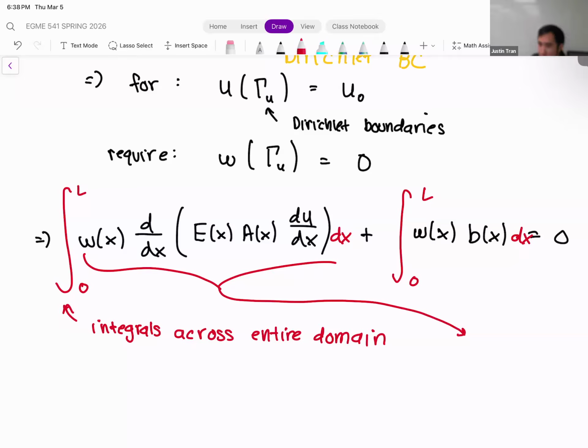Because remember what we said before we started deriving the weak form: we have essentially a second order derivative on that first expression right there, d squared u dx squared. Now that we've multiplied by w of x, and now that we've integrated it, we have a mechanism for reducing the order of the derivative there, and that's going to be integration by parts.